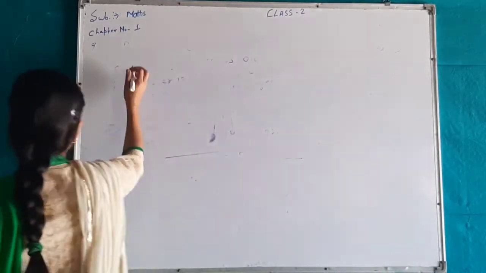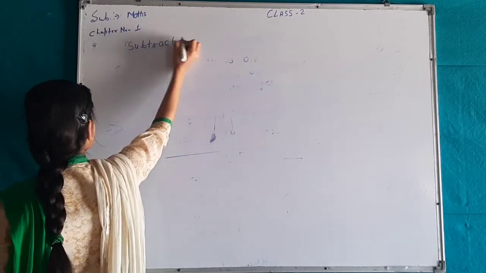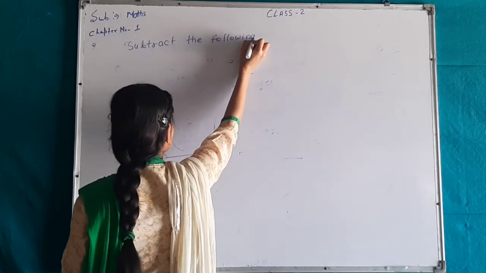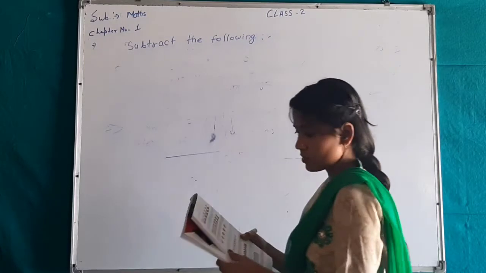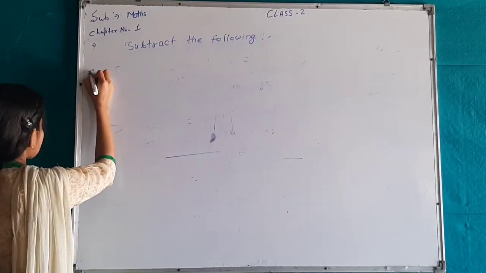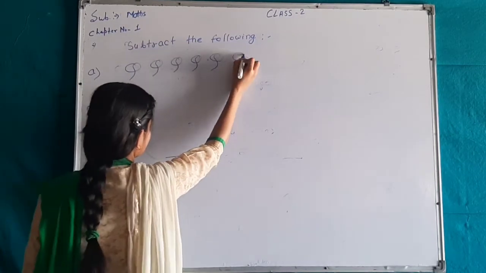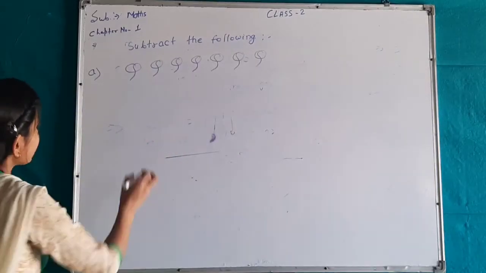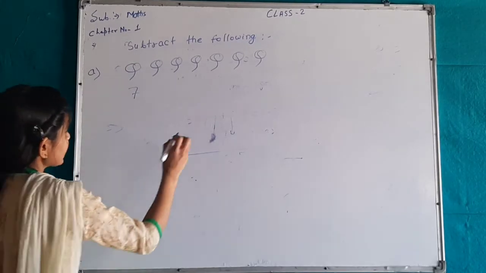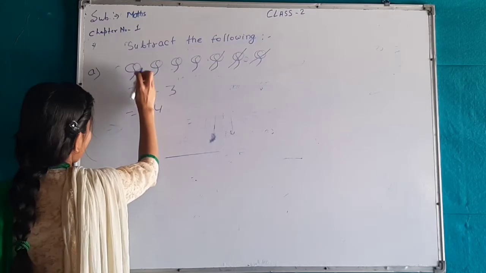Your next question is: subtract the following. Here are some pictures. We have to subtract. There are 1, 2, 3, 4, 5, 6, 7, 7 cubes. And we have to subtract 3. 1, 2, 3, minus 3. Then we get 4. 1, 2, 3, 4.